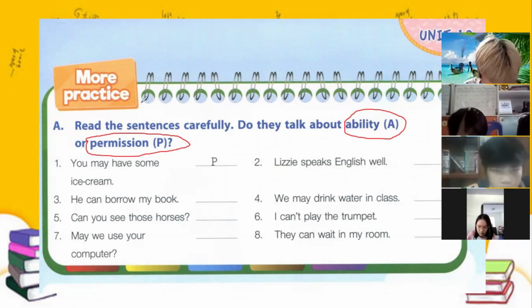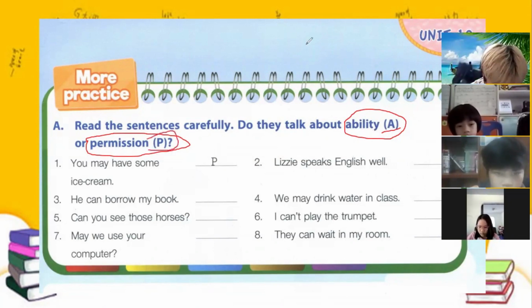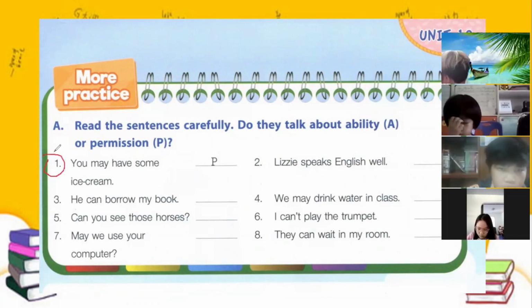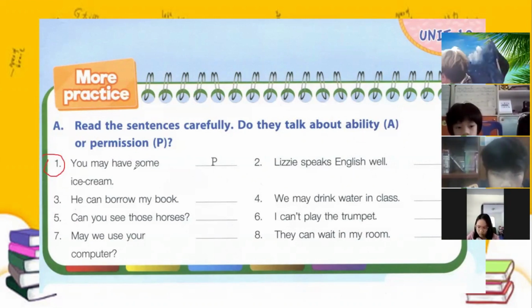So that's permission. If a sentence is about ability, we are going to write A in front of that sentence. If the sentence is about permission, we have to write P. Okay, now look at the first sentence. Sentence number 1 is: you may have some ice cream. So this sentence is about permission. Like you are allowing some person to eat ice cream. So sentence number 1, we are going to write P.